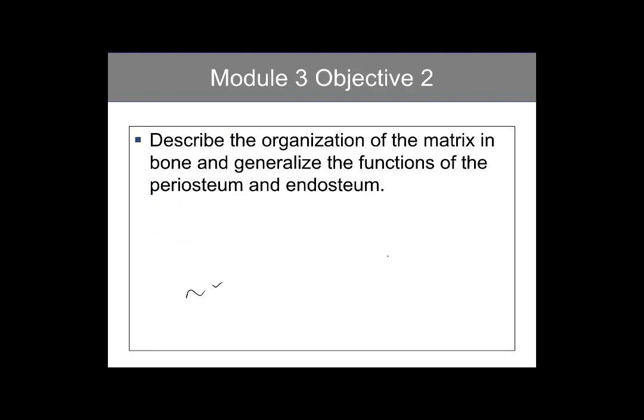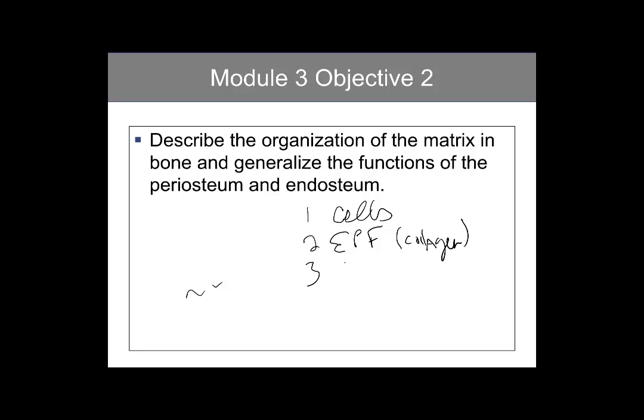Module 3, Objective 2, described the organization of the matrix in bone and generalized the functions of the periosteum and endosteum. In terms of matrix, if you remember, all connective tissues have 3 main components. One, we have specialized cells, and we've already identified the osteocytes as one of the cell types within bone. The second and third common components of all connective tissues include the extracellular protein fibers, and in this case we have collagen, and then the ground substance.